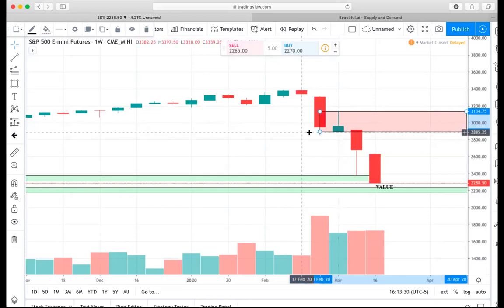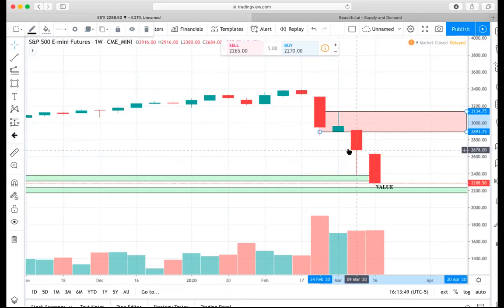Explain the red one more time, just for another example. Yeah, so the red one right here: it opened, it started out Monday right here, tested all the way lower, bounced back up, and closed the week on Friday right there.